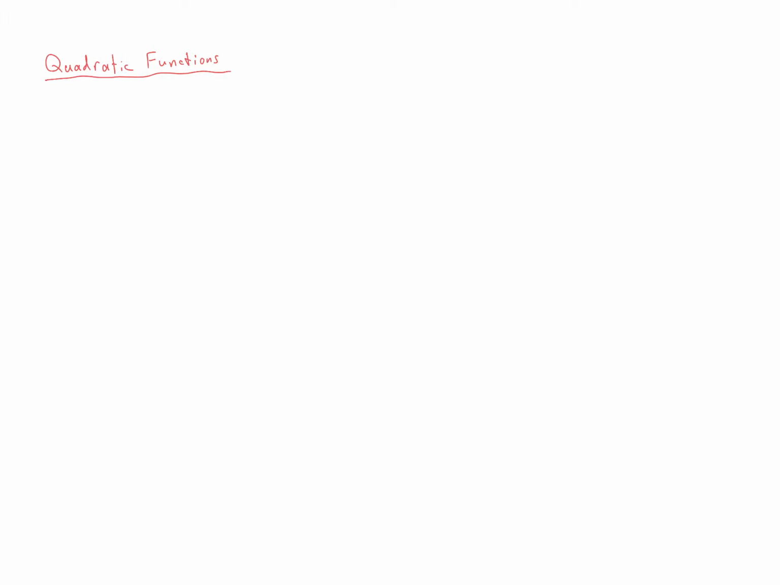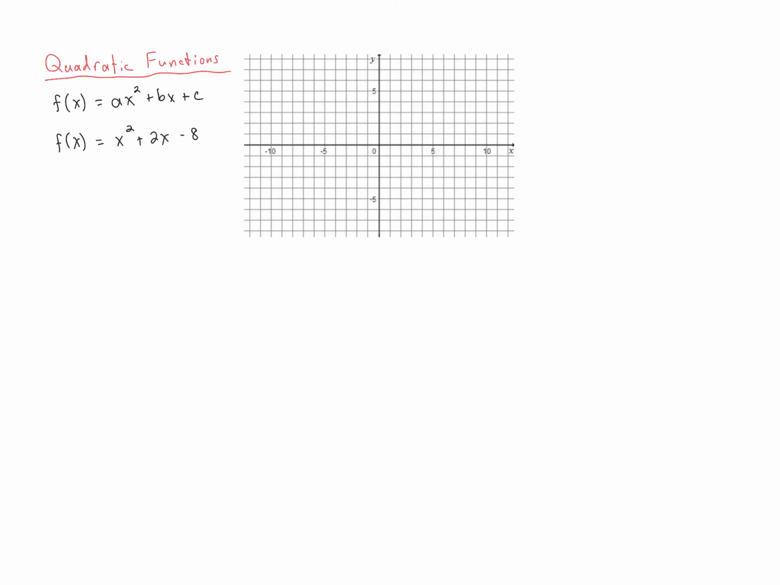Now that we've looked at linear functions, we can move on and talk about quadratic functions. A quadratic function is a function that can be written in the form f of x equals ax squared plus bx plus c. An example of this might be x squared plus 2x minus 8. If we want to graph quadratic functions, we're going to get the shape of a parabola.